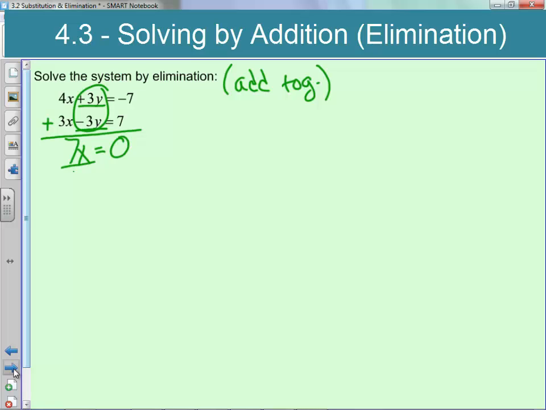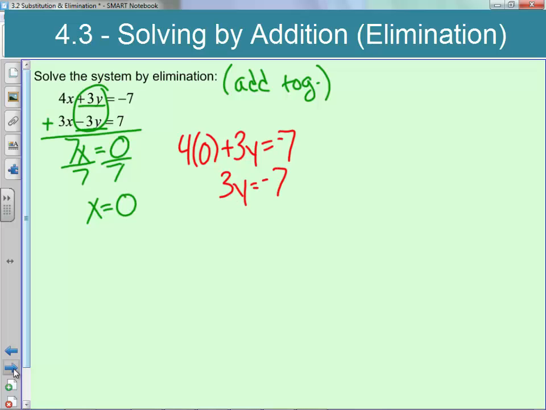Solving this for x, we'll get our x is 0. And now that we have our x value, we find our y the same way we did before by just substituting this into one of our two equations. Four times 0 is 0. So there's our answer. However, we still need to check.